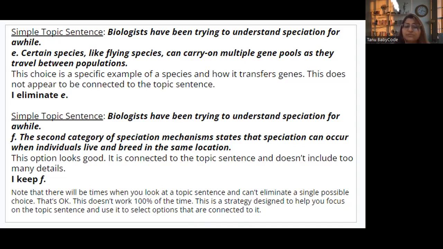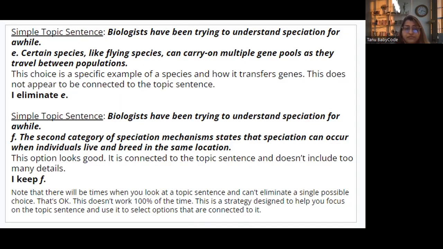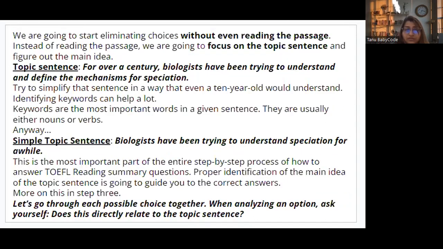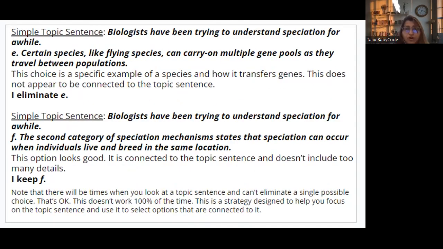So there will be times when you're looking at the topic statement and can't eliminate a single possible choice. That is okay. It doesn't work 100% of the time. But this is a strategy you need to apply: focus on the topic sentence and relate it to the options that are connected to it. So we are keeping F, D, C, and B. So B, C, D, and F. We are keeping these four options.